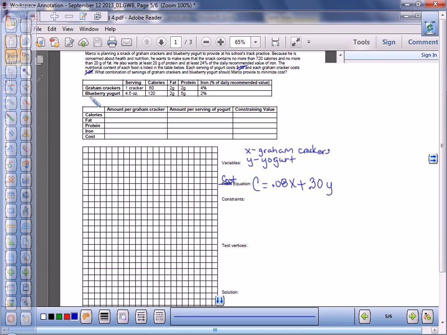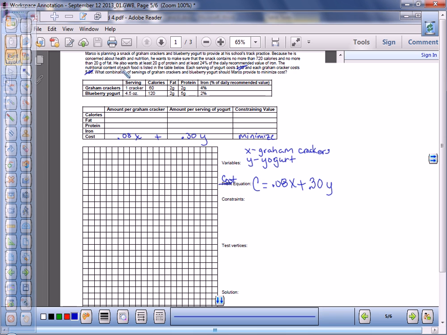I like that. All right, for this problem, I gave you a table. Now, you don't need it, but it might help you to organize your data. Like on this one, I even put cost down at the bottom. Well, we've already done that. We know it's 8 cents for a graham cracker and 30 cents for a yogurt, and we know we want to minimize this. But it might help with this other stuff.